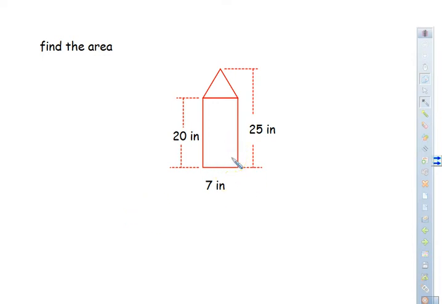Now we have a rectangle, and up here we have a triangle. So rectangle is length times width. The triangle is base times height divided by 2. So let's find those lengths and widths.